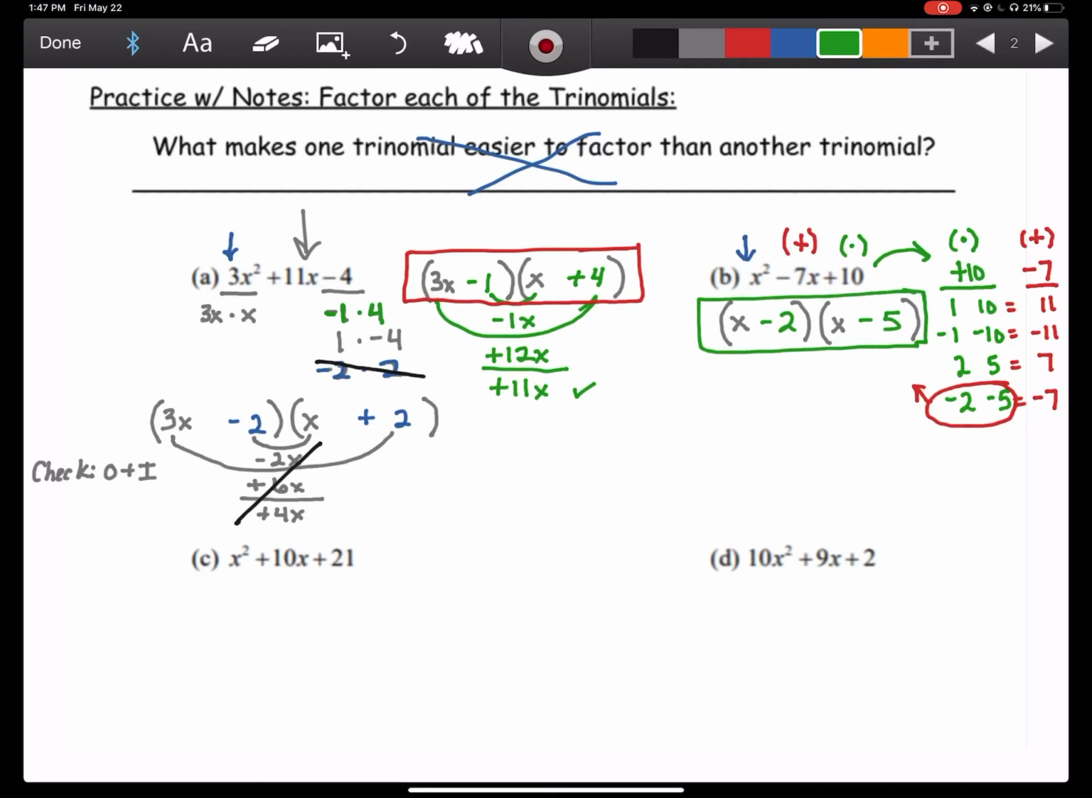Much faster. No guess and check. Not really guessing and checking. It should feel different. All right, let's try the next one. Letter C is going to feel like letter B. All right. So again, I set up my reminder. I'm looking for two binomials.